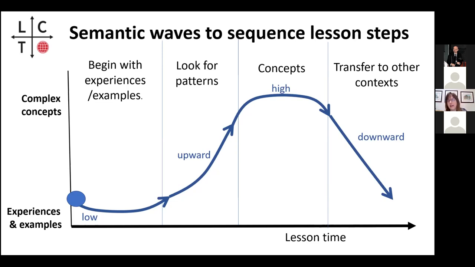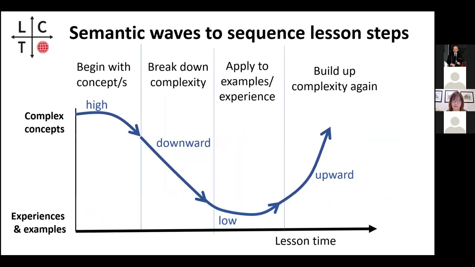And there's a systematized logic, there's a logic of practice in the way one sequences lesson steps, using those four parts, the low, the high, the upward, and the downward part of the semantic wave. But that's, of course, not the only shape of semantic wave that is useful.